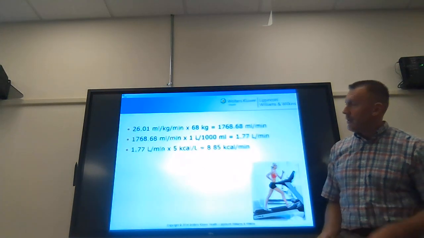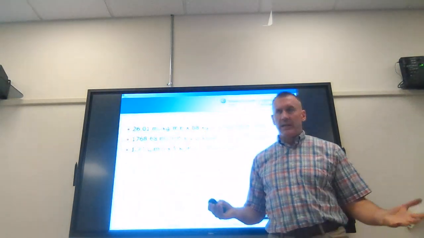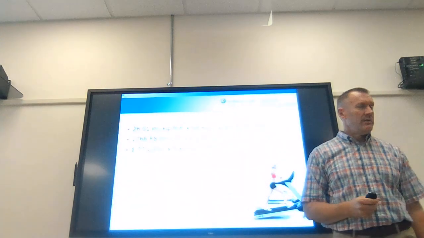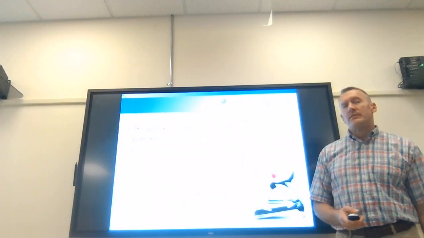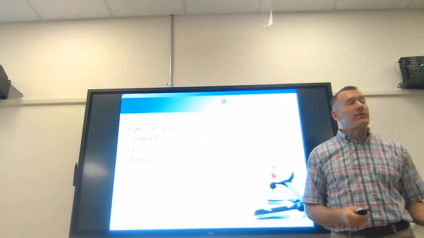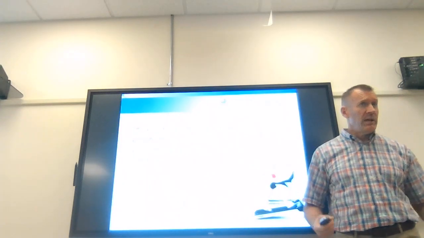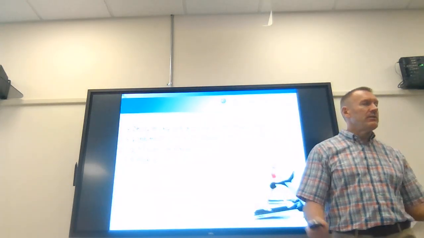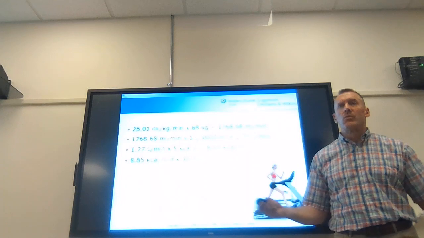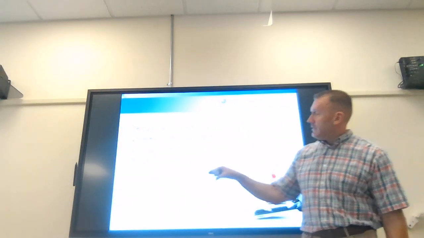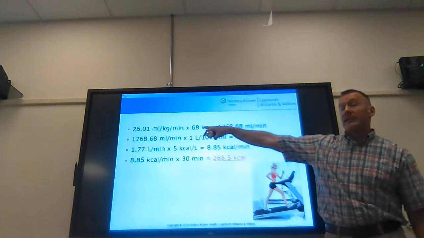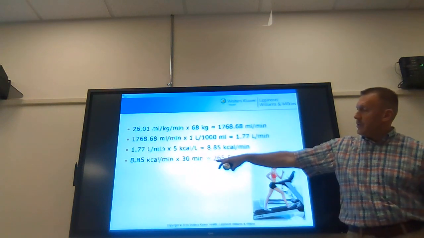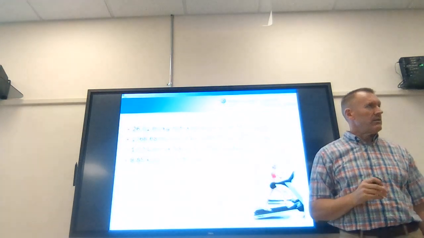Okay, so going a little bit further, that's the number, 5 calories per liter, so 8.85 calories per minute. So if it's 8.85 calories per minute and we're exercising for 30 minutes, try that maybe this afternoon: treadmill, 10 degree incline, 3 miles per hour, and just walk for 30 minutes. And at this body mass, for 30 minutes, you'd be expending 265.5 calories.